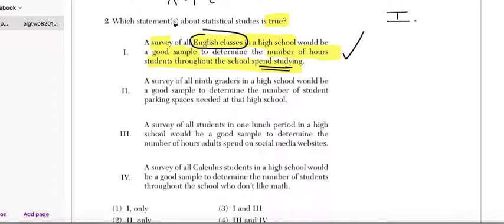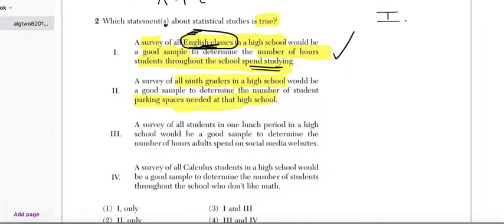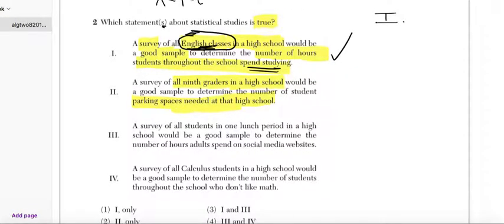So next one, a survey of all 9th graders in a high school would be a good sample to determine the number of student parking spaces needed at the high school. So in the first one, guys, if we survey all English classes, we get a good idea of how much time people spend studying because we're getting students from all grade levels and all the classes, right? Because just because they're in English class doesn't mean they're also in the other classes, all right?